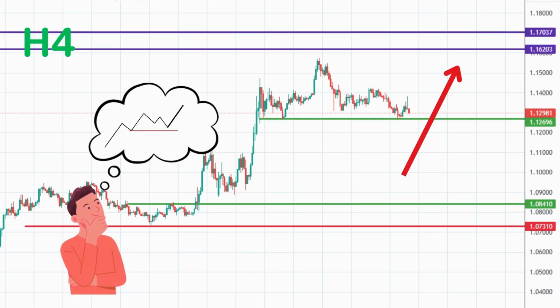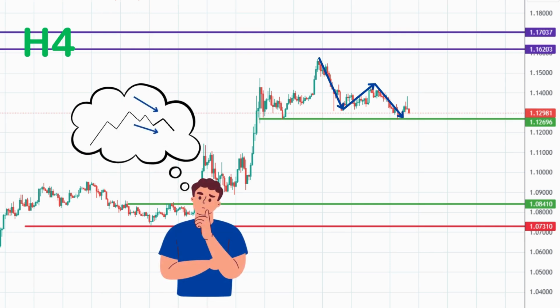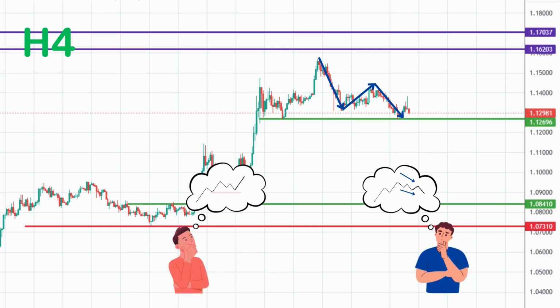That means some traders may view the 4-hour chart as still being in an uptrend. However, if we focus on this part of the chart, we can see a series of lower highs and lower lows. Those who focus on that area may interpret the trend as bearish. So which interpretation is correct?